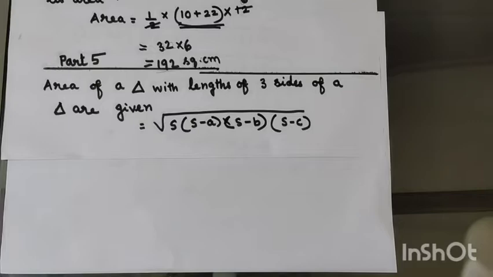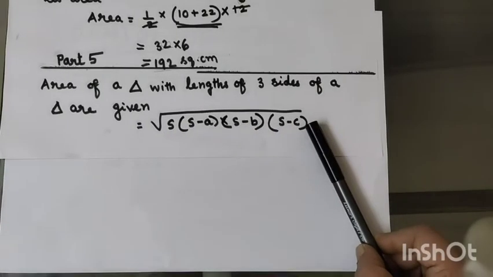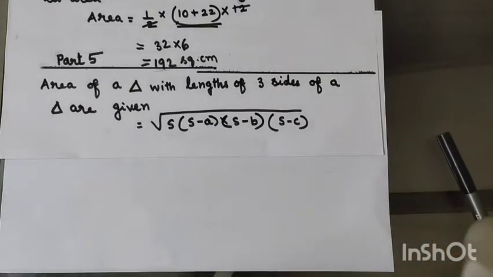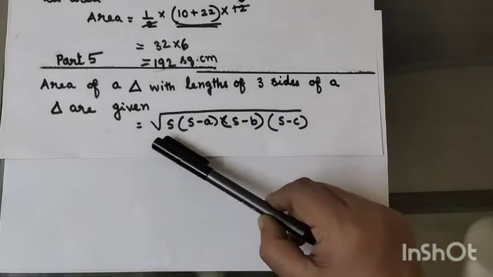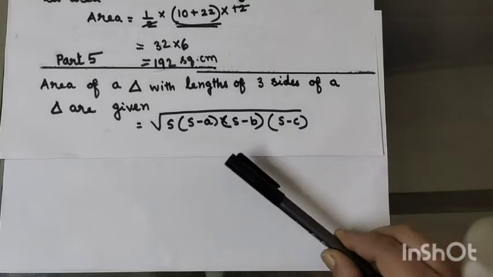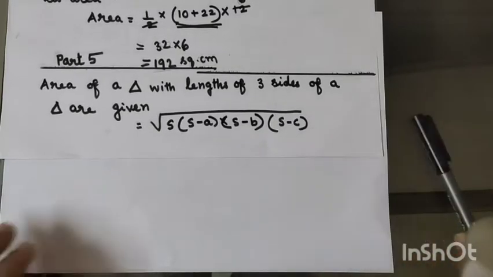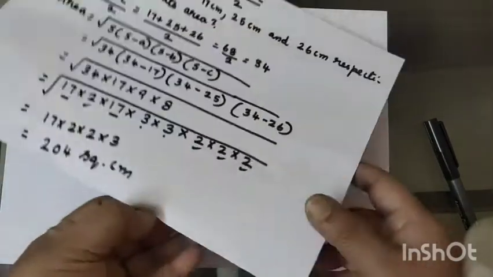Here also children will make mistakes, because when they write the formula they do not put the square root. So from the beginning, if you are not putting the square root in the formula, it is wrong. So children, you have to be very careful when you are writing the formula. Based on this formula, we'll do the sum now.